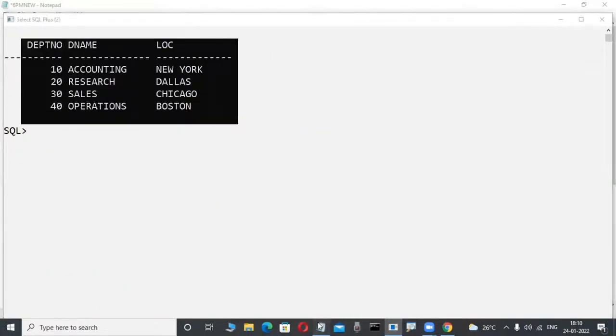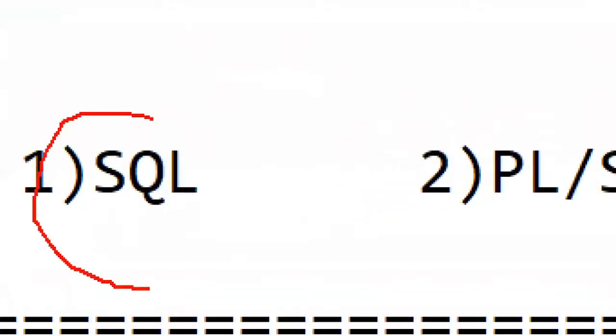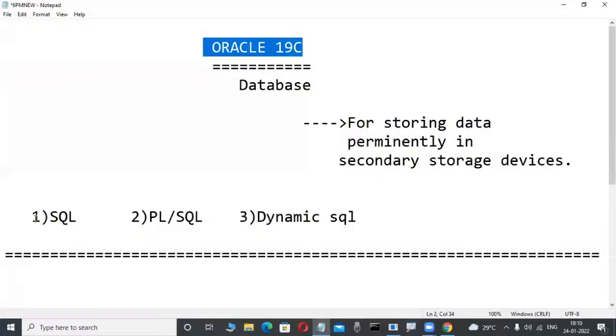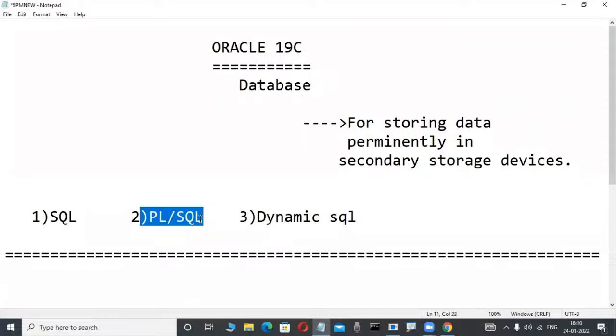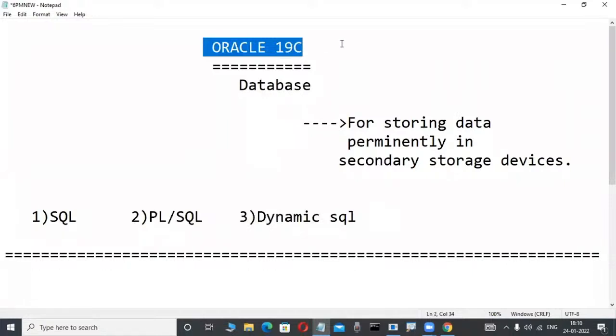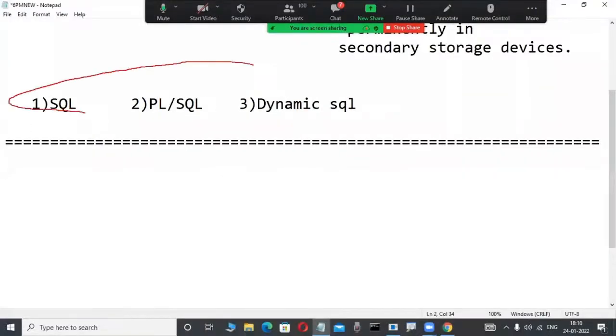For operating these relational data model products, one universal language is there: SQL, structured query language. But for the Oracle product, there are three languages. One is SQL, another is PL/SQL, procedural language extension for SQL, and another is dynamic SQL. Anybody learning an Oracle course anywhere is taught about these three languages.